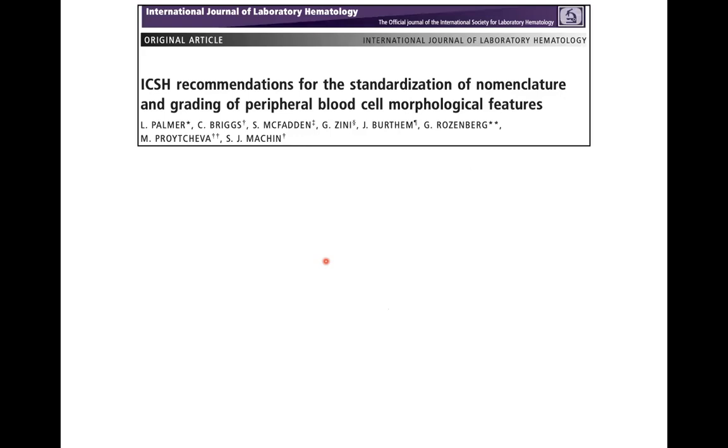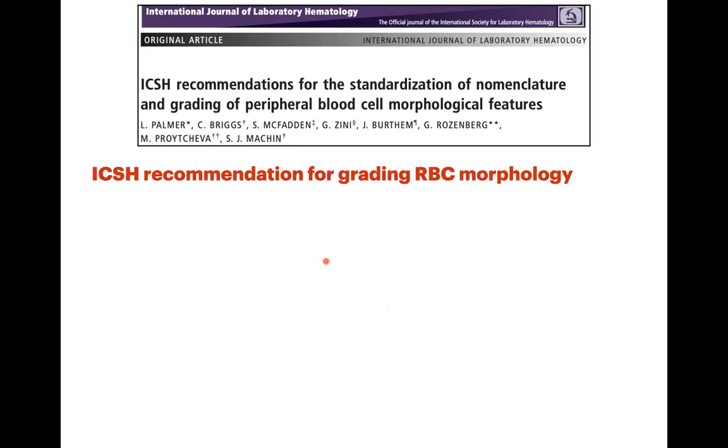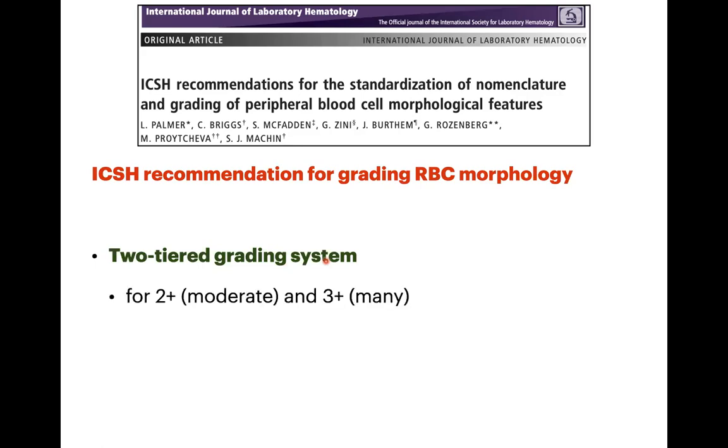So there is this article. Again, I will share this article in the group. If you want to read it, you can just go through it. This is the International Council for Standardization in Hematology recommendation for standardization of nomenclature and grading of peripheral blood cell morphological features. This ICSH recommendation is a 2-tiered grading system. It mostly describes cells as 2+ or 3+. 2+ is for moderate and 3+ is for many.